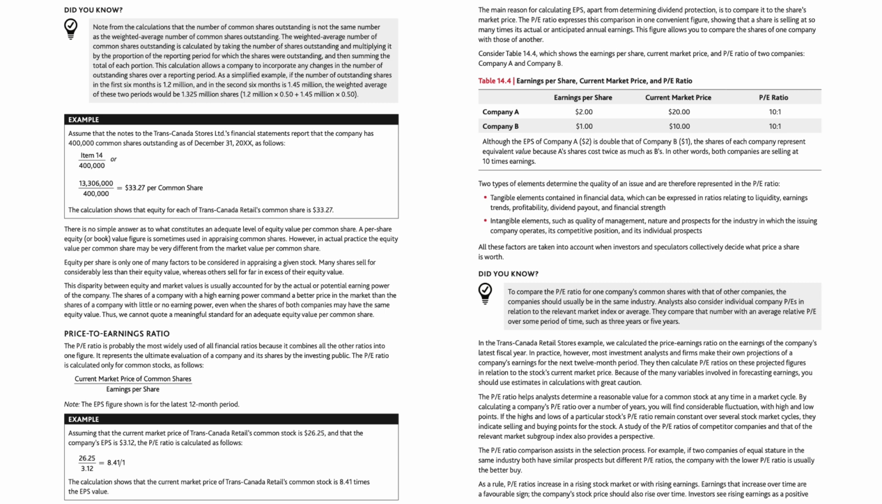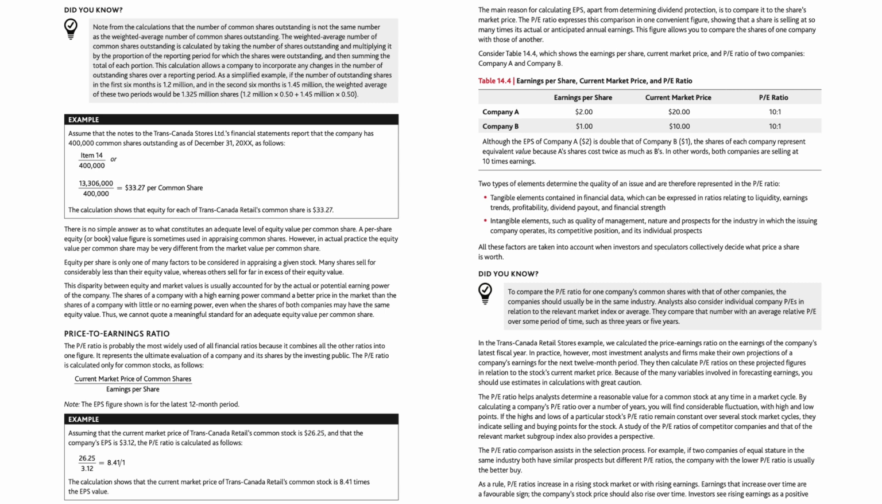as the weighted average number of common shares outstanding. The weighted average number of common shares outstanding is calculated by taking the number of shares outstanding and multiplying it by the proportion of the reporting period for which the shares were outstanding, and then summing the total of each portion. This calculation allows a company to incorporate any changes in the number of outstanding shares over a reporting period.